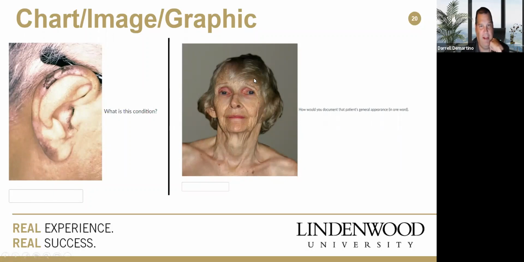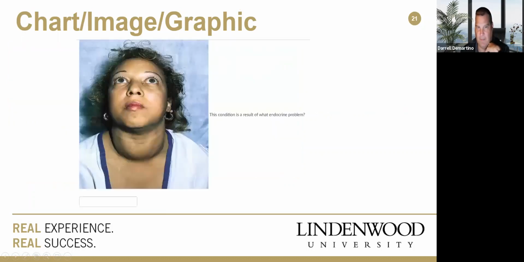Or in this case, I gave them a photo, and we're talking about how you would describe a person. So how would you document the appearance? And then I also said in one word. So I'm looking for them to use some keywords that we had taught about explaining what this person is. I'm not looking for a long narrative. I'm looking for one word that depicts the appearance of this individual.